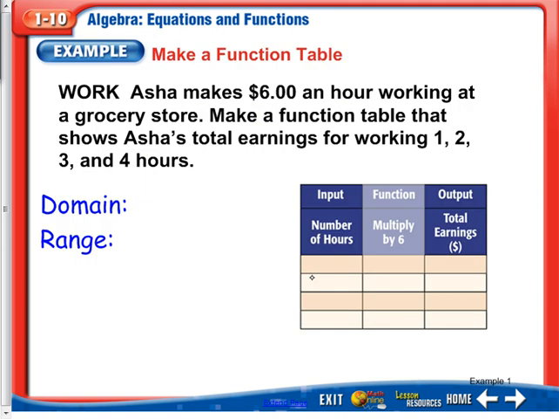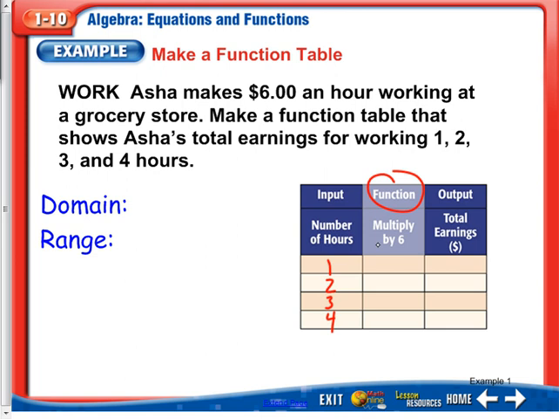Asha makes $6 an hour working at a grocery store. Make a function table that shows Asha's total earnings for working 1, 2, 3, and 4 hours. So we're going to fill in the table. We're going to say 1, 2, 3, and 4 hours, and then we're going to multiply by 6. So that is the function.